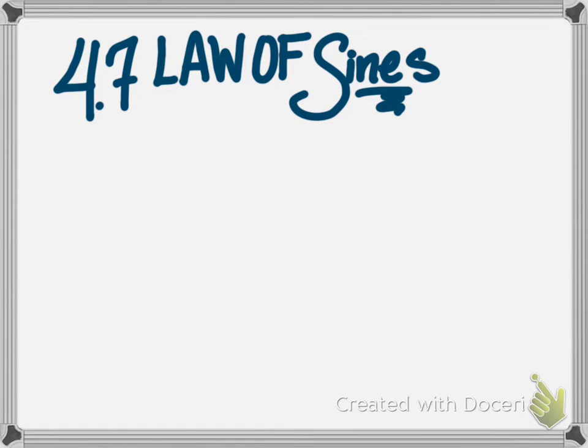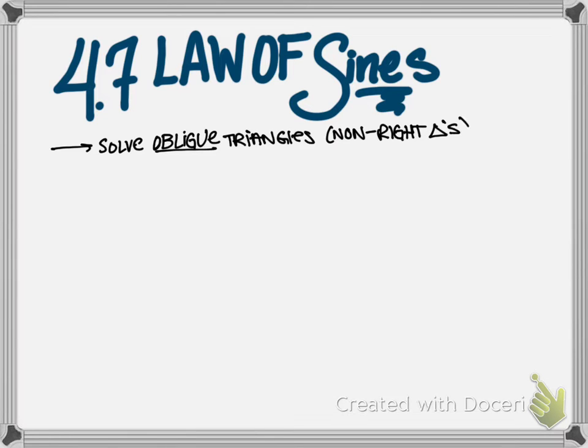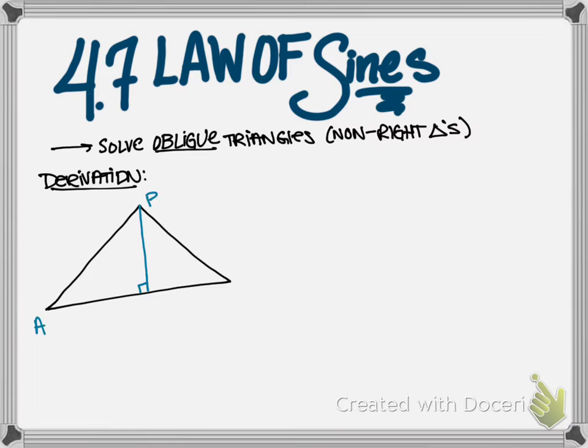Section 4.7 starts us with the law of sines. Some of you might have seen this before, but we're going to do a quick derivation and then just one example of how you use it, because it is pretty straightforward. The law of sines is one of the ways that we can solve oblique triangles, which just means non-right triangles. So I'm going to put one in here, and we're going to derive the law of sines.